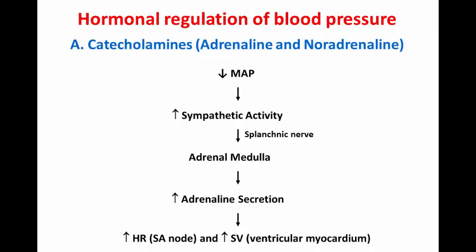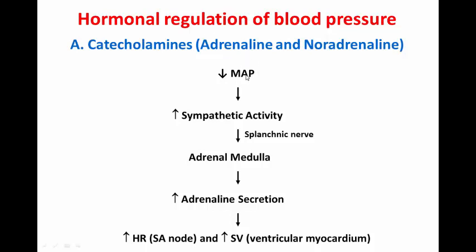So now we have finished with the description of the neural regulatory mechanisms of arterial blood pressure, and we have known that these neural mechanisms are short-term regulatory mechanisms. Now let's describe hormonal regulation of arterial blood pressure. What are the hormones which are involved in arterial blood pressure regulation? The catecholamines, norepinephrine and epinephrine, adrenaline and noradrenaline, they are involved in the regulation of arterial blood pressure.